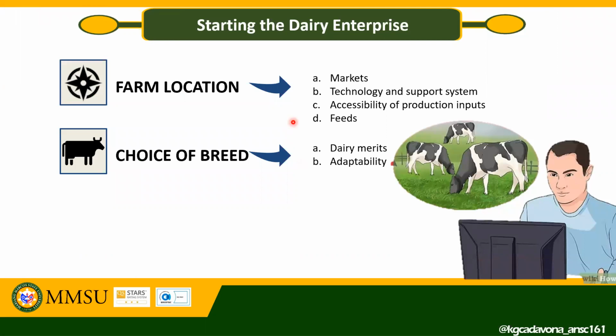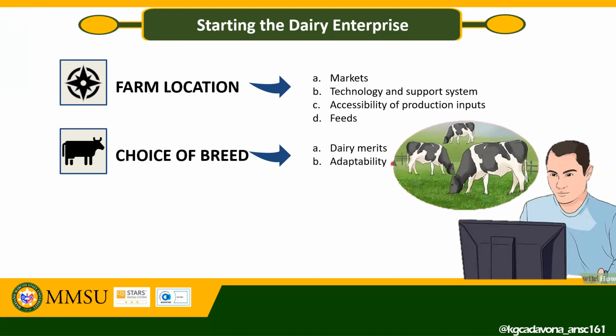Now, before we proceed to look at the different breeds of dairy animals, I have included here the two factors that we should consider in starting a dairy enterprise. So we have the farm location as well as the choice of breed. Under the farm location, I have included here the four important factors that we should consider. First is the market. So before you proceed in establishing your enterprise as an entrepreneur and at the same time as an animal raiser, you must consider your market.